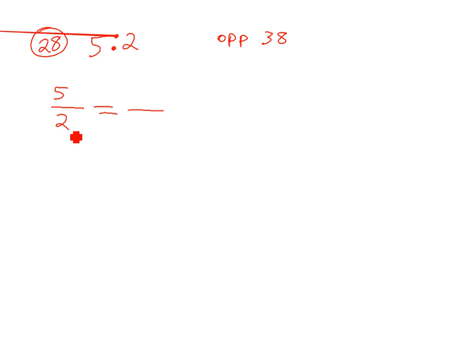Whenever you're setting up any of these proportions, you just got to make sure you match everything up. The 5 is the points for who? Opponents or Big Town? Big Town. 2 is for the opponents. All right? So where's that 38 going to go in this other ratio over here? Bottom. Very good. What do we put on top?